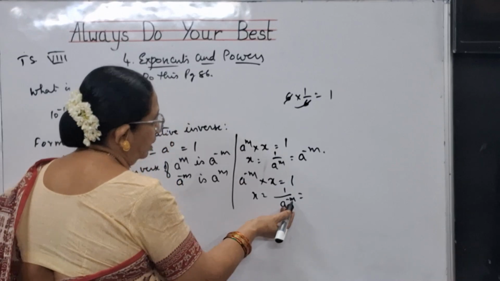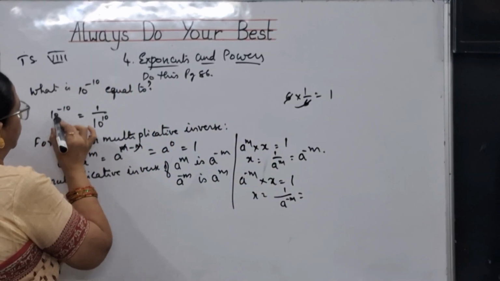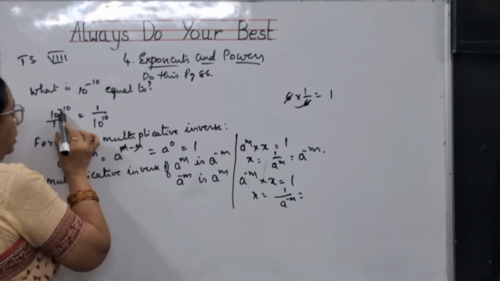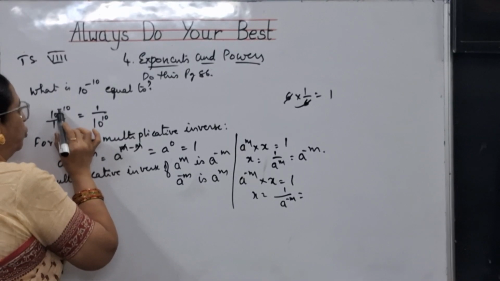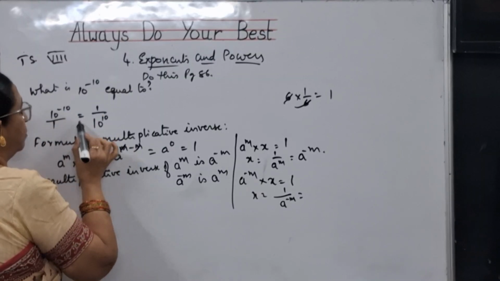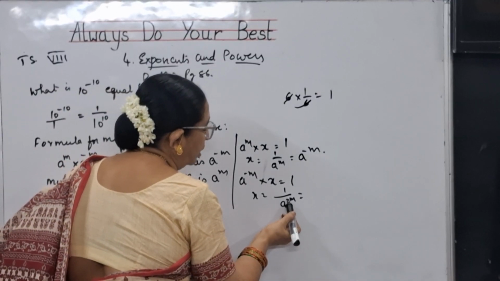That means, see, here in this case, 10 to the power of minus 10 means 10 to the power of minus 10 by 1, no? So in the numerator you have minus. So to make this minus into plus, what did we do? We have written the reciprocal of it. Here also, I have got a negative number in the denominator.